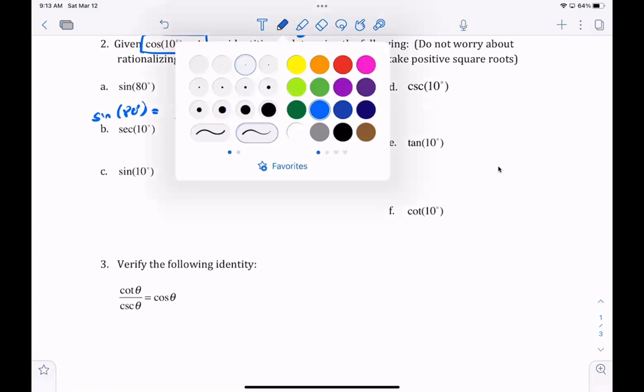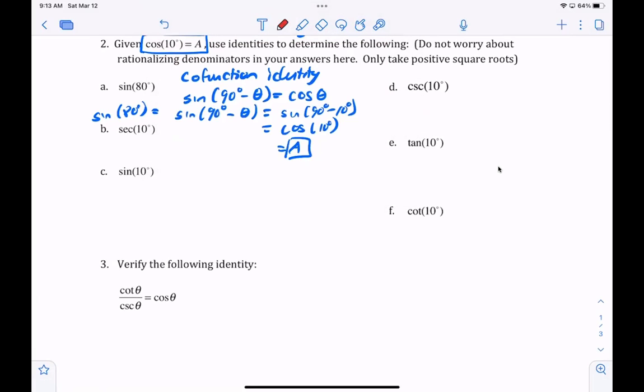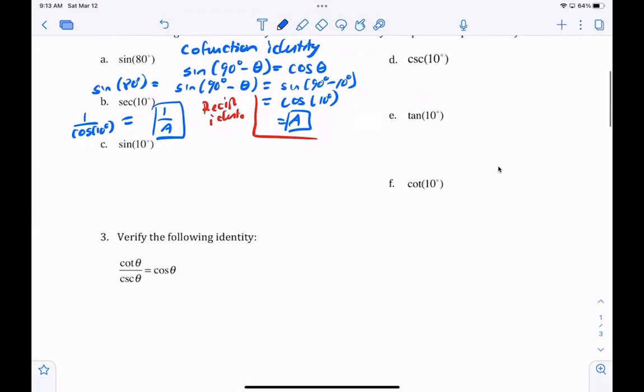We're going to use the reciprocal identity here. And that is that secant of 10 degrees is 1 over cosine of 10 degrees. So this will be 1 over cosine of 10 degrees. And we were told that cosine of 10 degrees is A. So this is 1 over A. Letter C, sine 10 degrees.